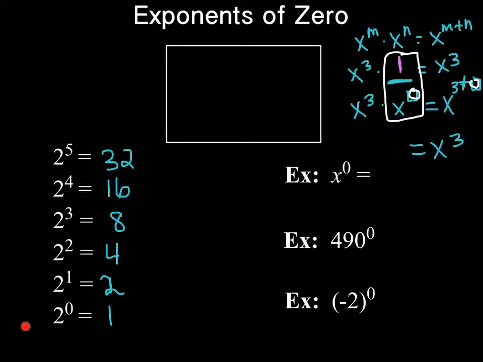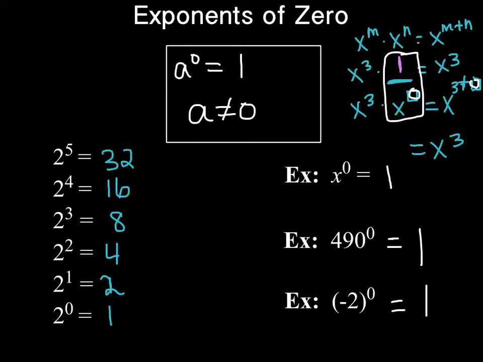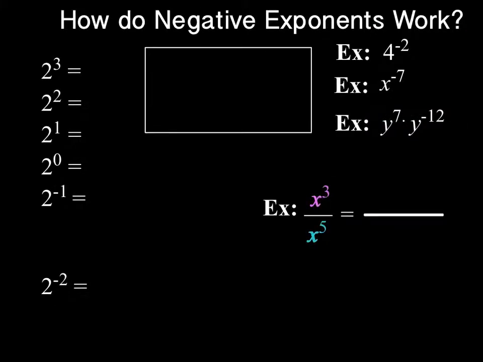But 2 to the 0 and 1 were also equivalent. The bottom line is that anything to the 0 power is 1, as long as that anything isn't 0. So here, x to the 0 power, 1. 490 to the 0 power, 1. Negative 2 to the 0 power, 1. Doesn't matter that it's a negative 2, it's to the 0 power, it's 1. Now that would be slightly different than if you had negative 2 to the 0, because this is saying do 2 to the 0 first, which is 1, and then make it negative, so this final answer would actually be negative 1.